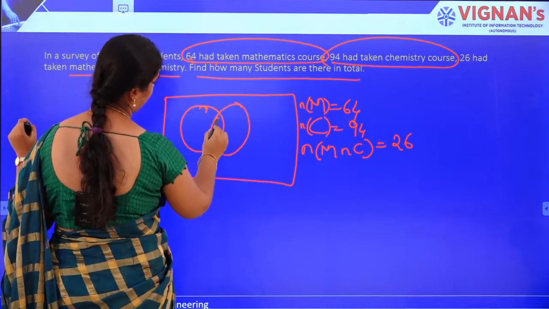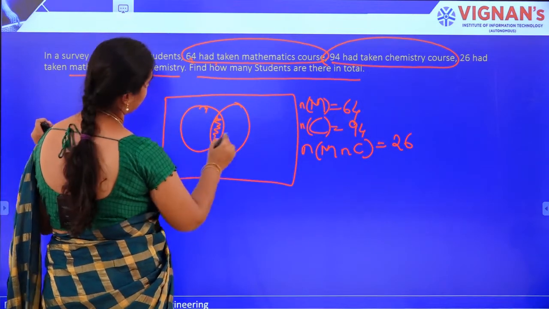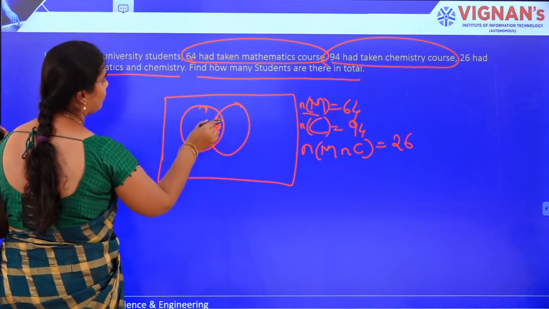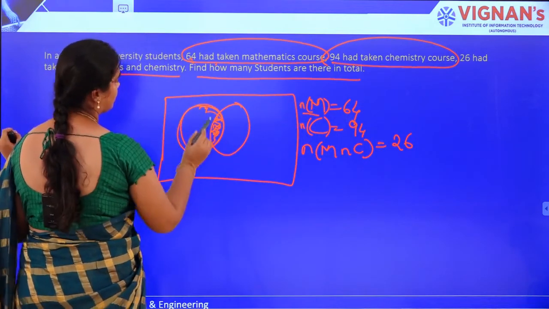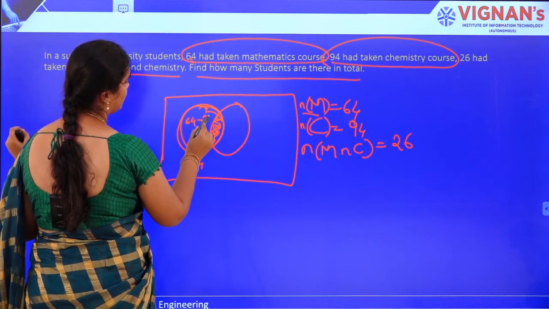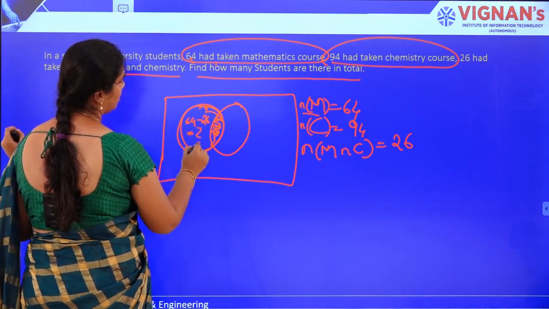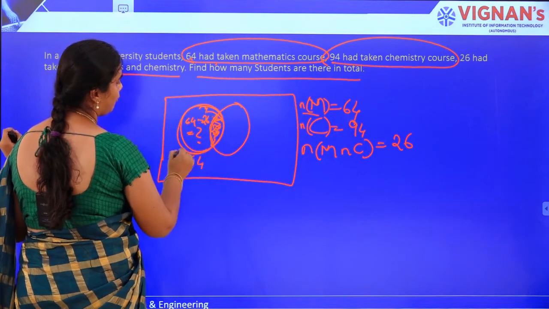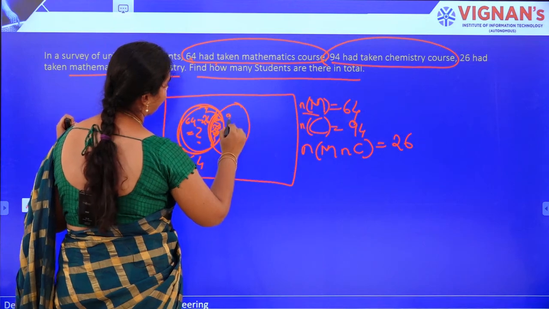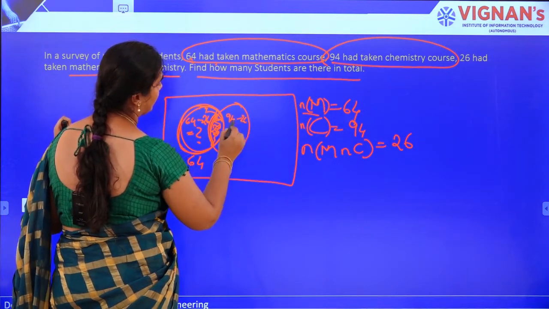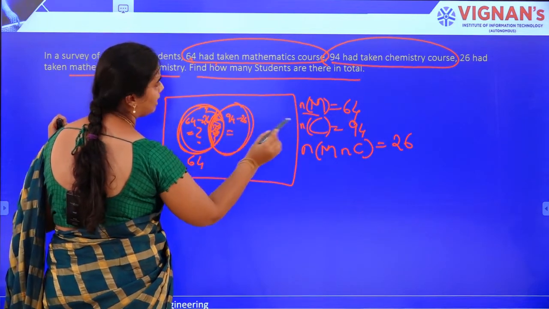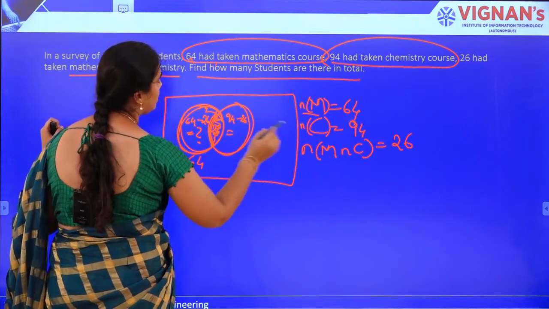Now we know the intersection. What is the intersection value? 26. And we know n of M. What is n of M? This total is 64. So this 64 minus 26 is equal to how much? This will give the value of only mathematics course. And next 94 minus 26. 94 is the total of this one. 94 minus 26 will give you only chemistry course.